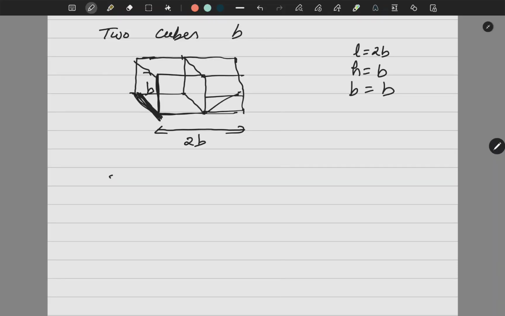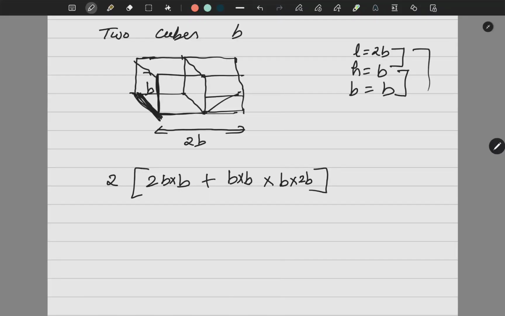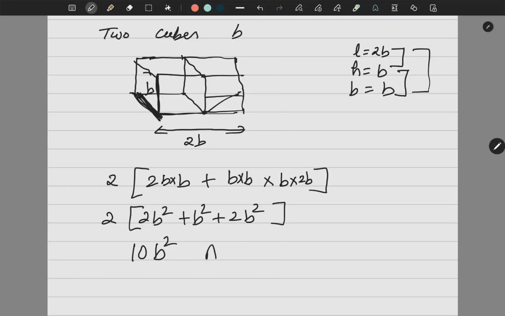So what will be the surface area? 2 times length into breadth plus breadth into height plus height into length. This into this, this into this, and then this into this. So 2B square plus B square plus 2B square. So 2, 4, 5. So 5 2s are 10B square will be my answer. Understood? So this is how you have to do the questions.